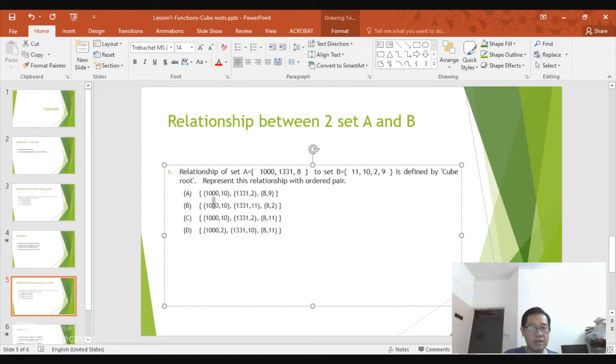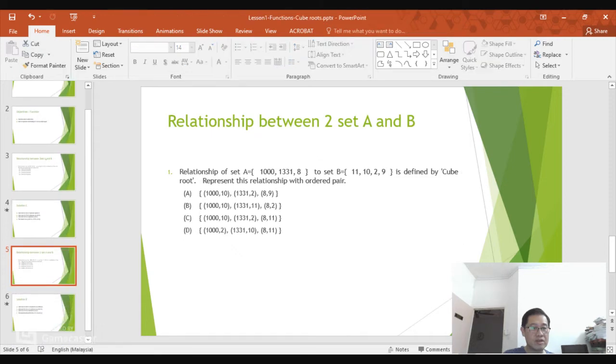Okay, B, the first part is correct. The second one, we do the calculation again. So it will be 11, followed by this formula, cube root of 3 equal 1331. So this one is correct. So we have to use 11 because the cube root of 11 is 1331. Okay, so this is how we do it. The next one, 8, 2. So we're going to take the 2, then use this equation by the 3 equal to 8. So the answer should be correct. So we get 8 here. So the answer should be B.